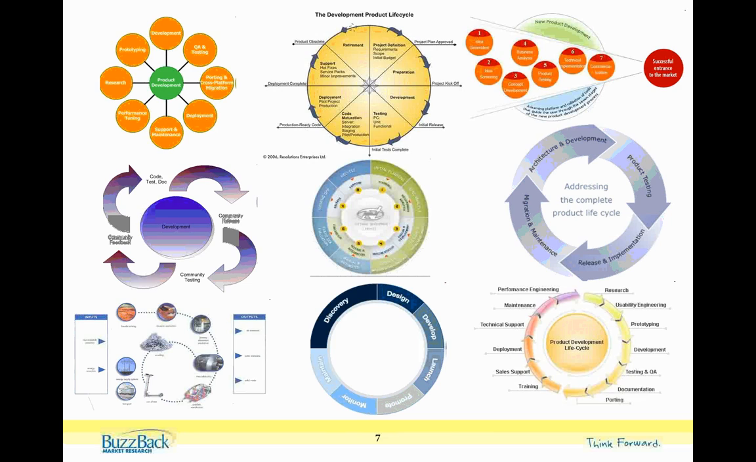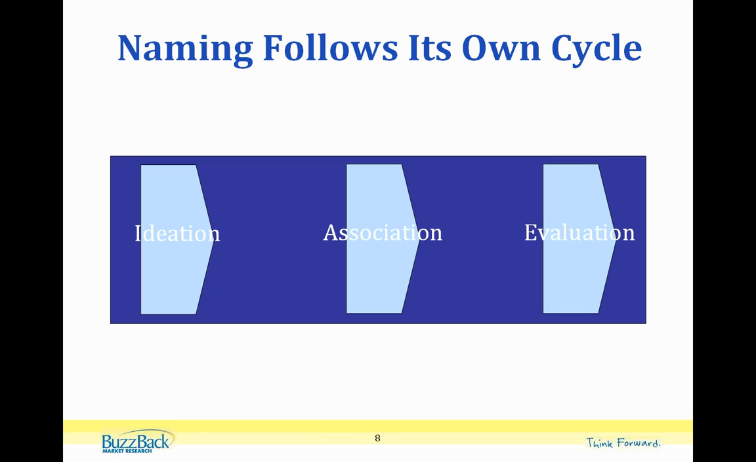as is intended to be indicated by the circles here. Well, naming itself within that cycle has its own cycle in which we try to ideate names and come up with some that would potentially work for us. We try to understand what those names mean to people, and then we try and narrow down and pick one or two that we can try and take to market.